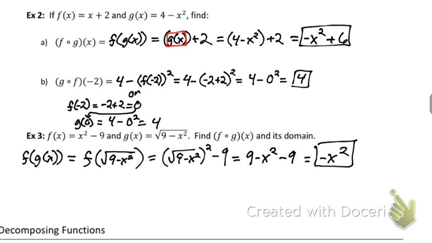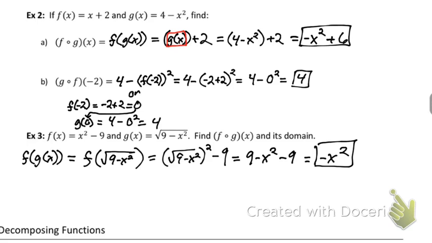Does anyone disagree with any of my work? Okay, so that means the square root of 9 minus x squared, squared, minus 9 does equal negative x squared, correct? I'm not saying I'm wrong. I'm just saying, do we have time to do all this?